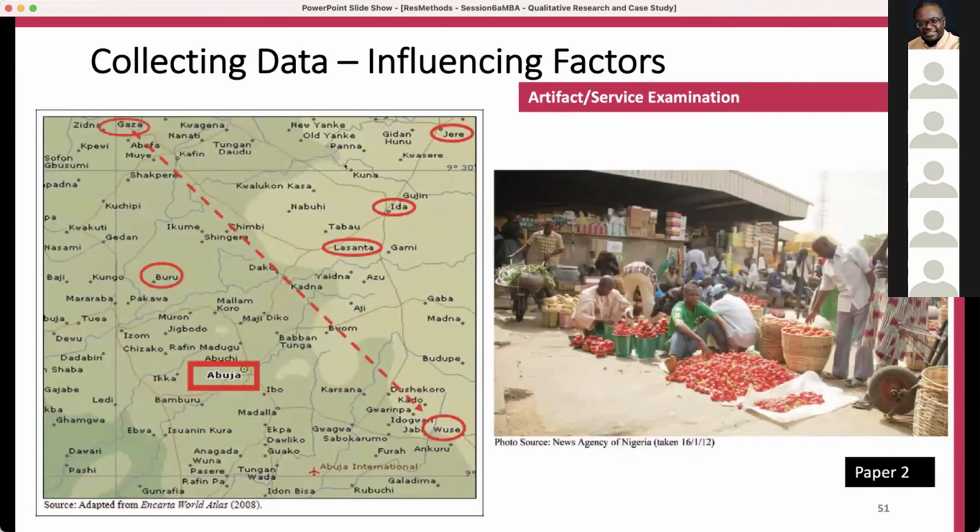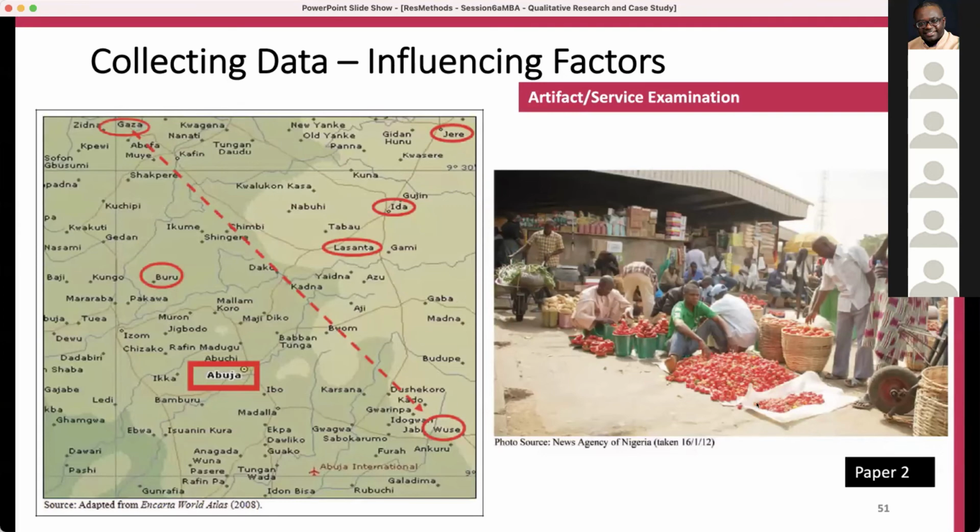Sometimes you may need maps. Maps are very, very important. For example, this is a study about mobiles and market traders in Nigeria. Now, Gaza is a market and Wuse too is a market. So, no, I think Wuse is the market, and people were moving things from Gaza to Wuse. And there are other parts where tomatoes will come and sell in the Wuse market. So people move the items.